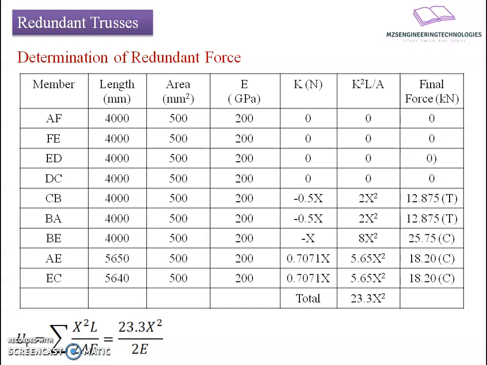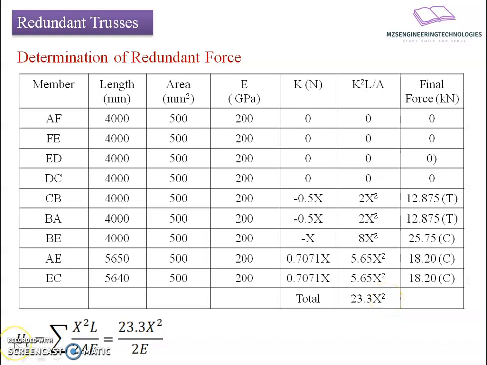Then we require the product K square L upon A. If you square the fifth column, multiply by length and divide by the cross section area of the respective member, we get the resultant product value as 0 0 0 0 for the first 4 members, because the force carried by the member is 0. Then for CB, it will be 0.5 square multiplied by 4000 divided by 200 and divided by 500, resulting in a value of 2x square. Similarly, we can go for the product for member BE, and finally I will take a summation of all values here, the summation of K square L upon AE.